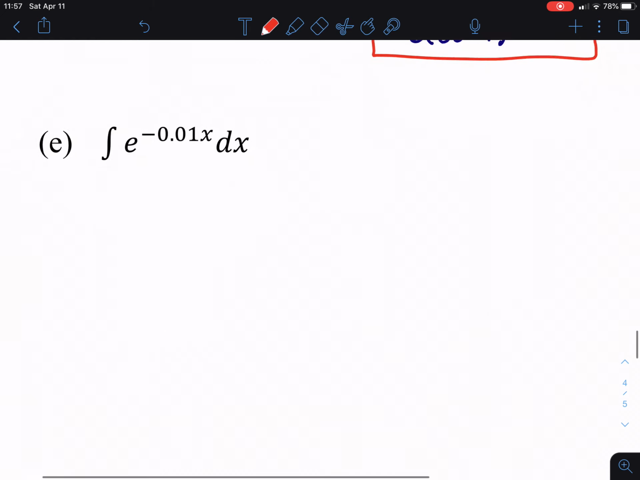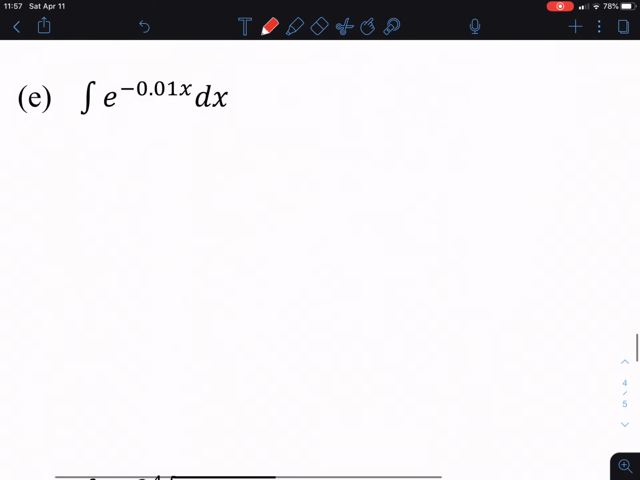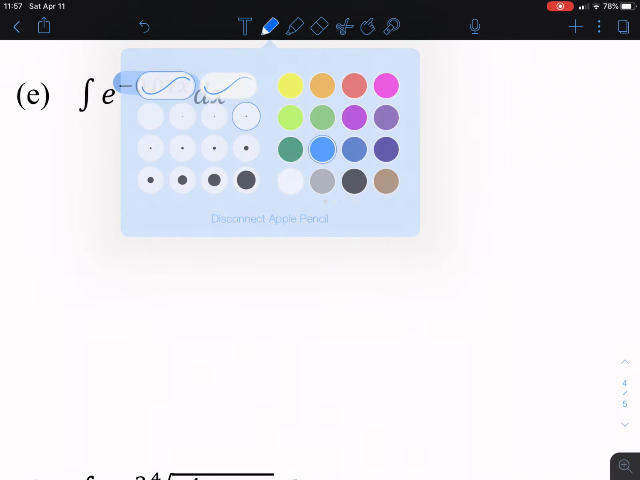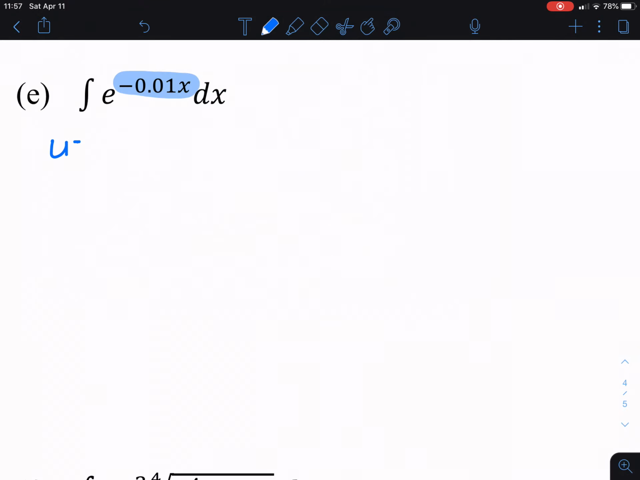Now one more example in this group. We'll do the integral of e to the -0.01x dx. Again, I'm looking for my function that's on the inside, in an exponent, in parentheses, and I can see that -0.01x is going to be my function u. So u is equal to -0.01x.